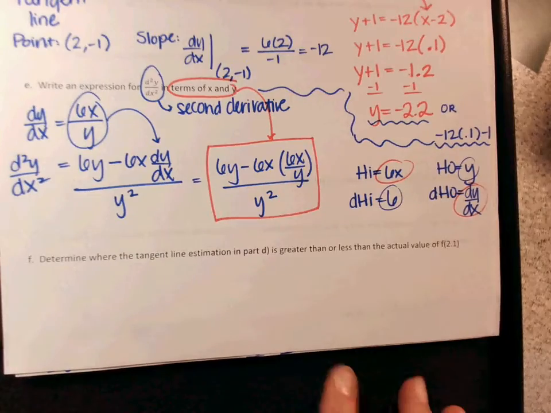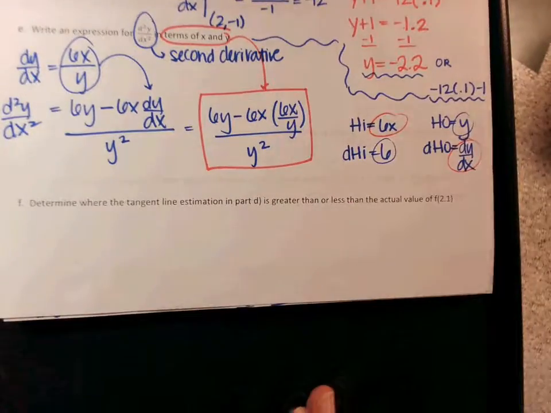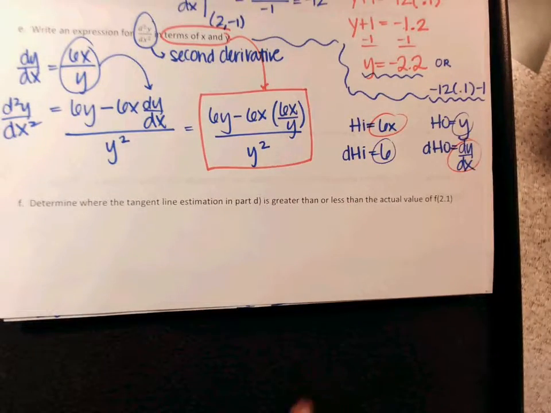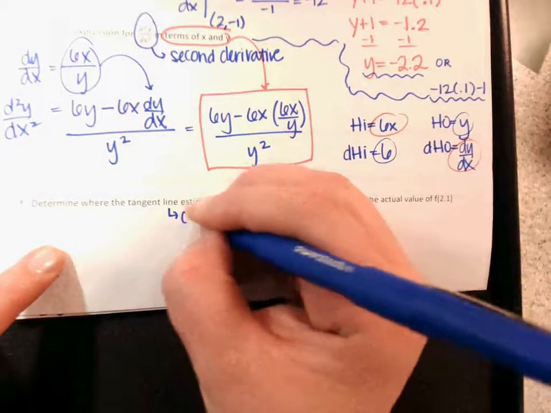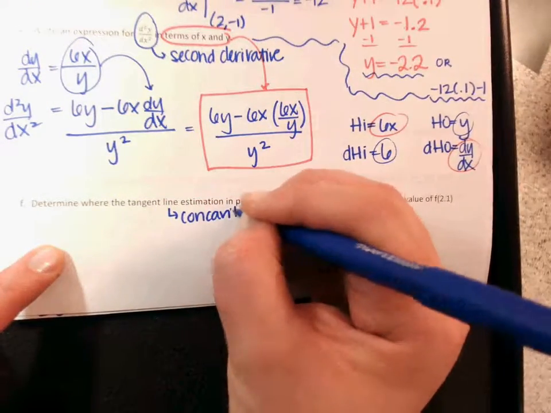Then the last part, how do you determine if the tangent line's above or below? Do you remember? Concavity. We'll do that one next time since we're almost out of time.